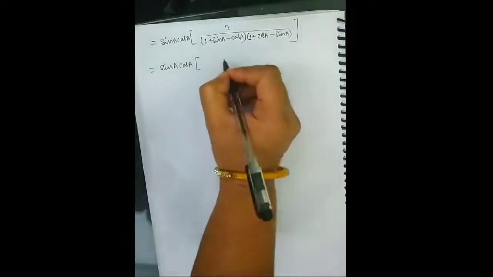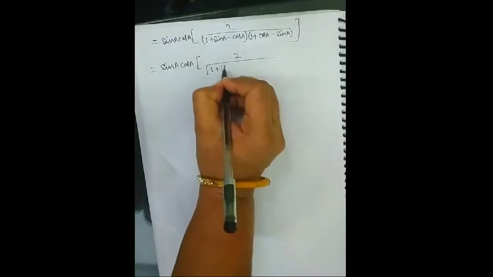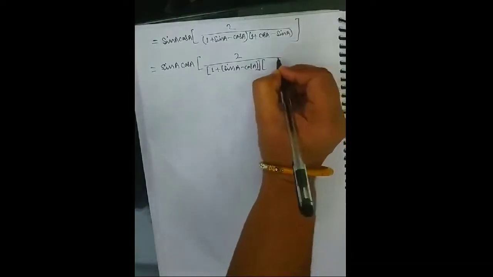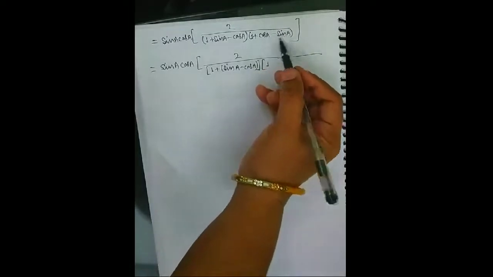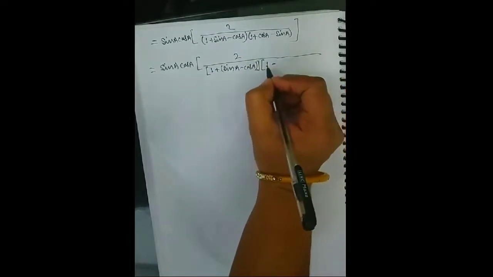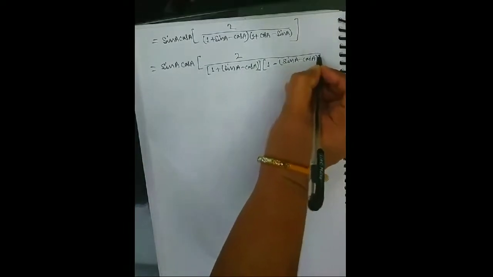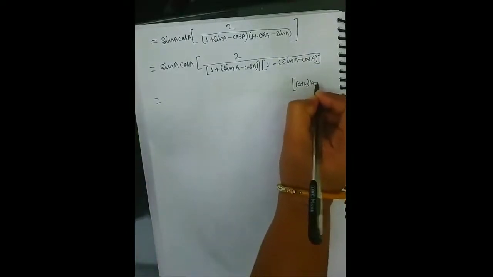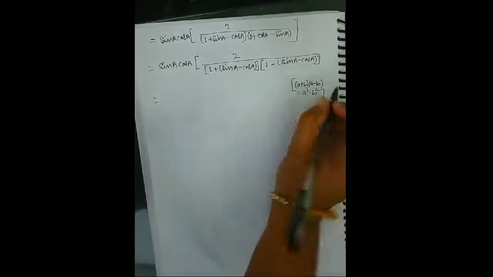We write sin A into cos A into 2 upon 1 plus sin A minus cos A. cos A और माइनस sin A में से माइनस कॉमन लेंगे. सो आफ्टर टेकिंग कॉमन माइनस we get 1 minus sin A minus cos A. यहाँ हम फॉर्मूला यूज करेंगे a plus b into a minus b equal to a square minus b square.